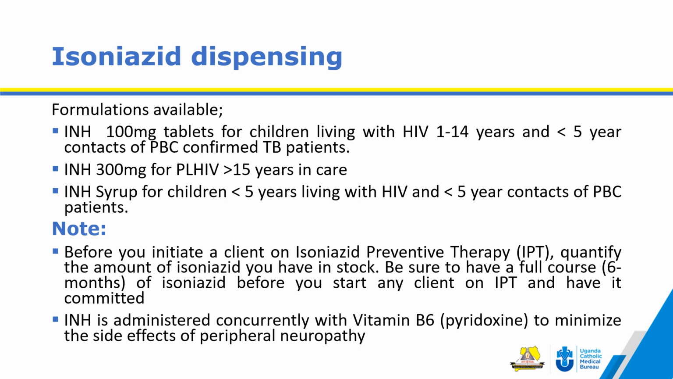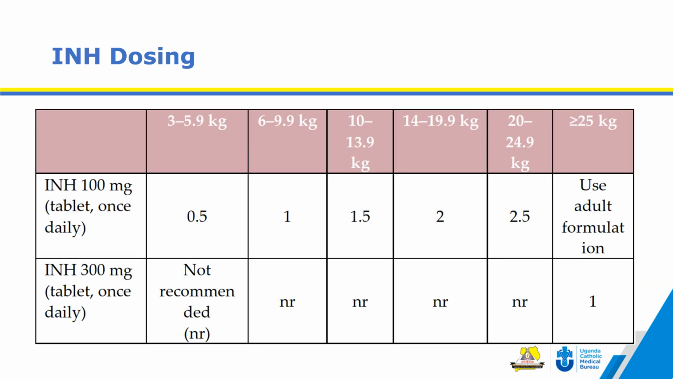INH is also administered concurrently with vitamin B6 to minimize the side effects. The dosing chart for the 100 milligram and the 300 milligram, you can review. It's according to age band. So INH is given by weight, not by age.